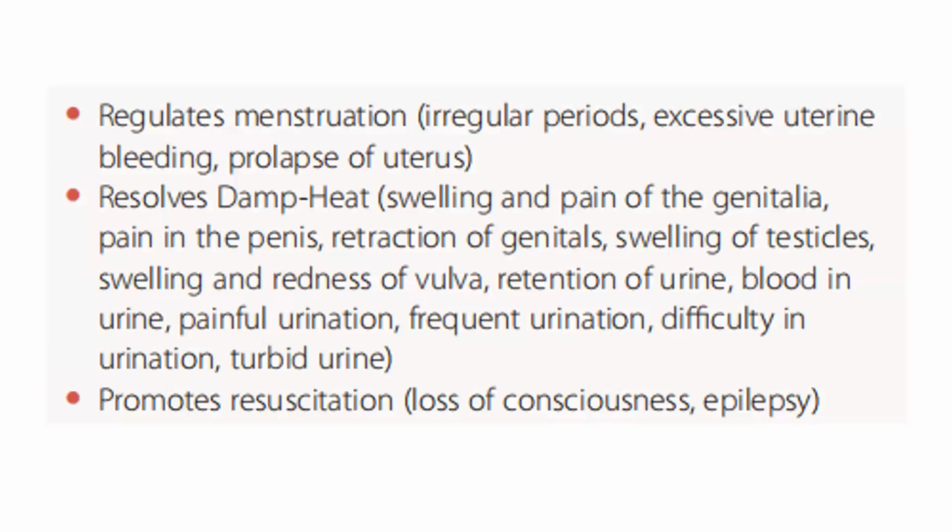For the summary, Liver 1 regulates menstruation, irregular periods, excessive uterine bleeding, and prolapse of the uterus. It resolves damp heat, swelling and pain of the genitalia, pain in the penis, retraction of genitals, swelling of testicles, swelling and redness of the vulva, retention of urine, blood in urine, painful urination, frequent urination, difficulty urinating, and turbid urine. It also promotes resuscitation for loss of consciousness or epilepsy.